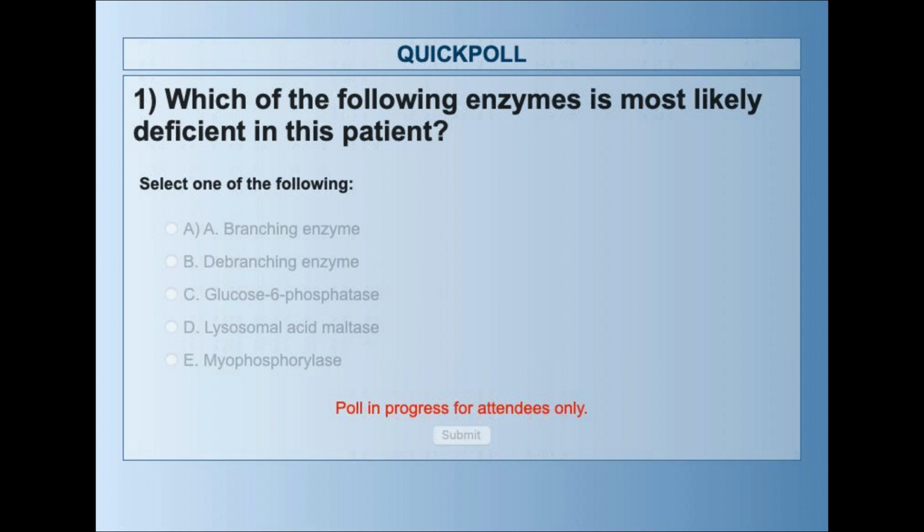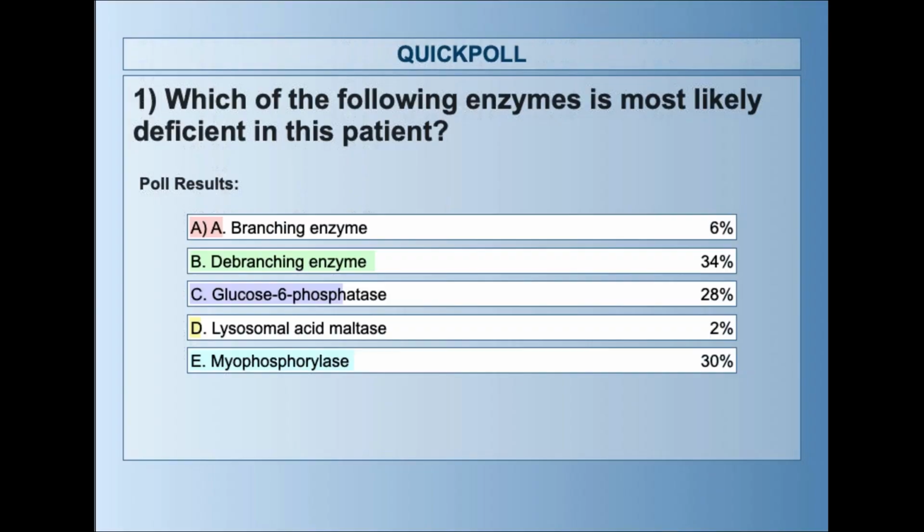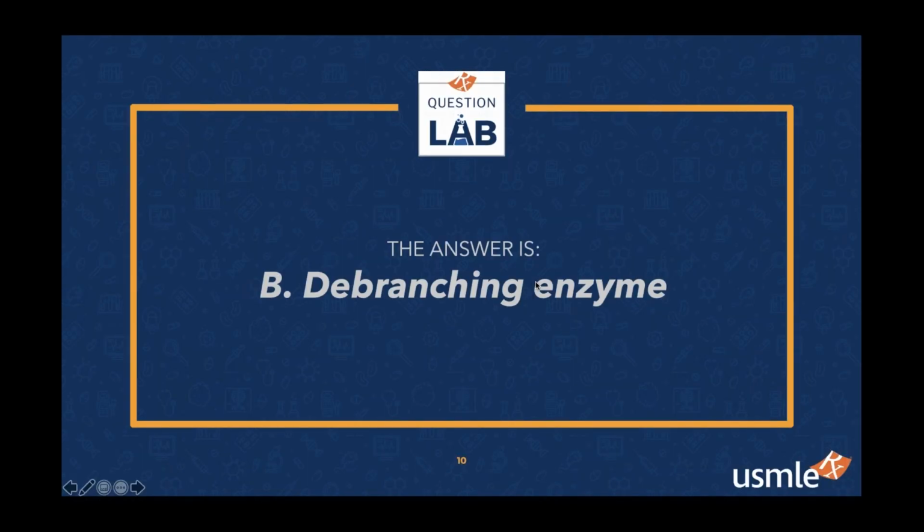All righty, let's take a look and see what you selected. It was close. 34% of you selected debranching enzyme and 30% of you selected myophosphorylase. Let's take a look and see what the correct answer is. And the correct answer is indeed B. It was our top choice, but definitely a challenging question. Let me hand it off to Boris. Thank you, Sean. Yes, definitely a tough question.